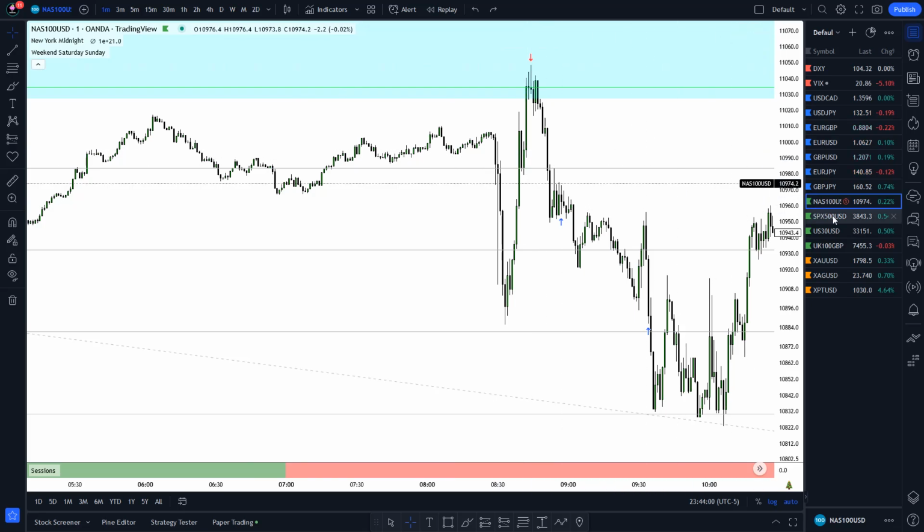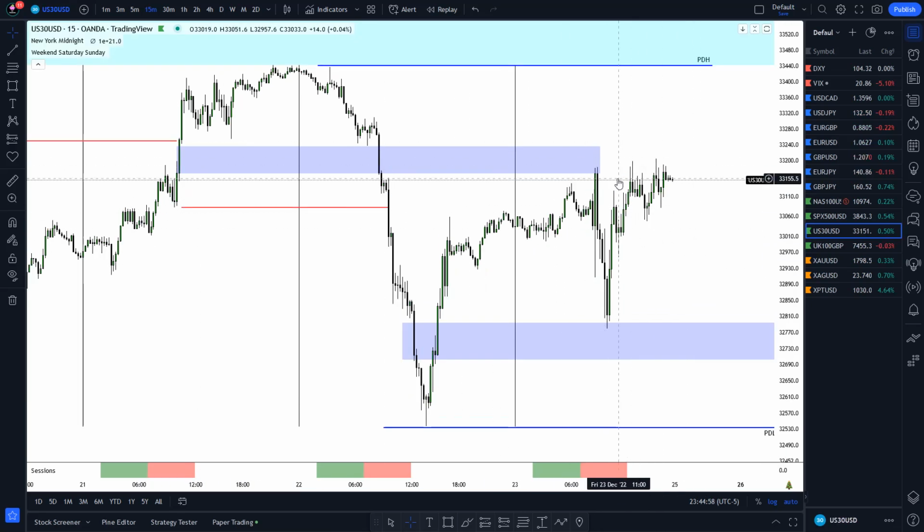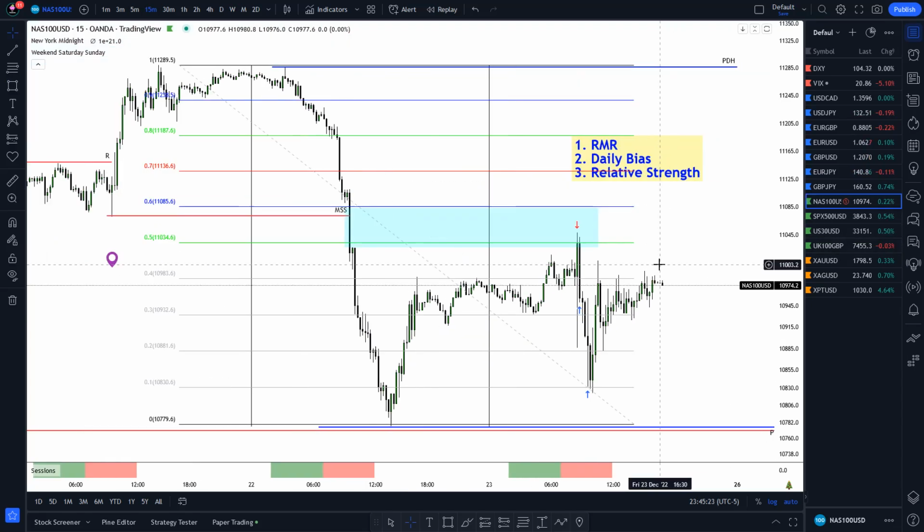Just as an additional confluence, if we look at the S&P at the same time of my entry on the NASDAQ, you can see that the S&P has retraced into that gap as well as a bearish breaker block. And on the Dow, at the time of the entry, price had retraced into that uppermost gap. So these were all additional confluences that helped me find this short position at this time.